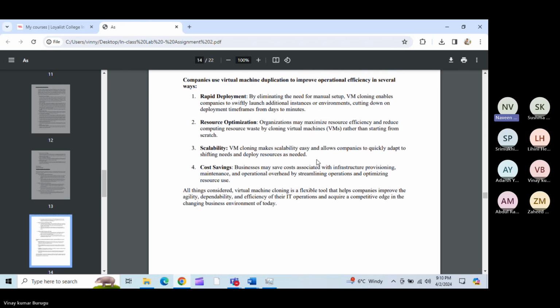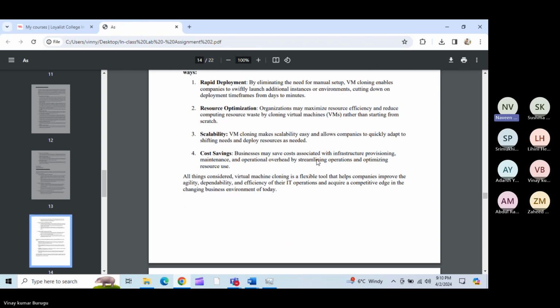The first one is about rapid deployment. Rapid deployment is nothing but, with the help of virtual machine cloning, no need of manual setup. So companies easily launch additional instances, which will reduce deployment time from days to minutes.